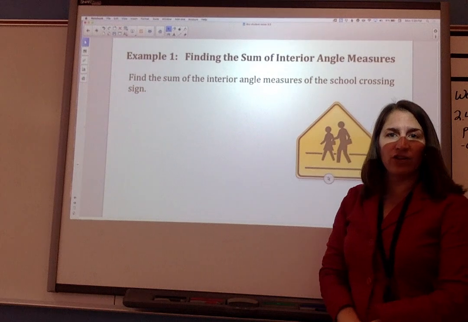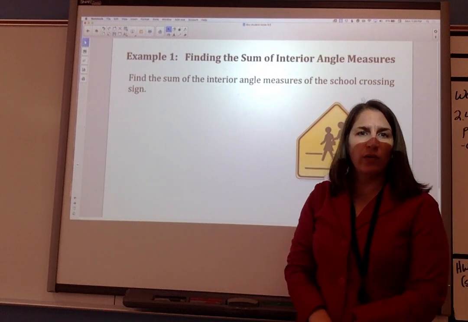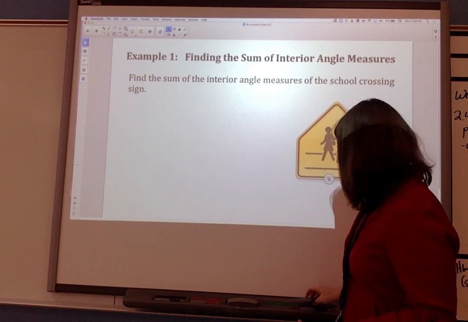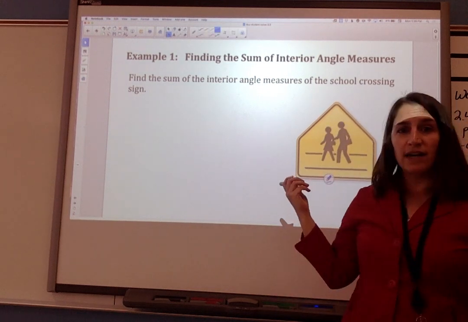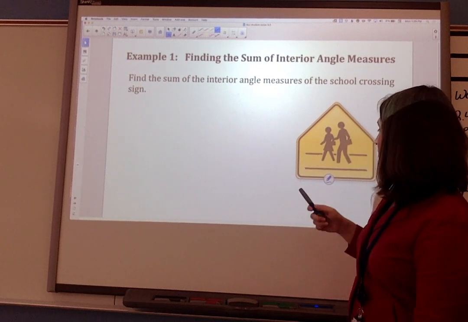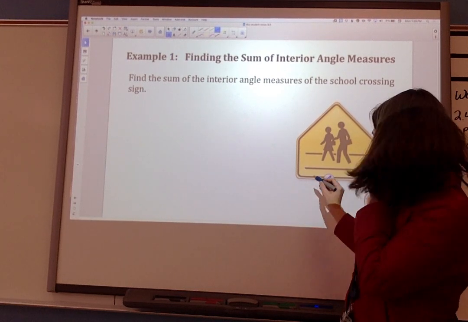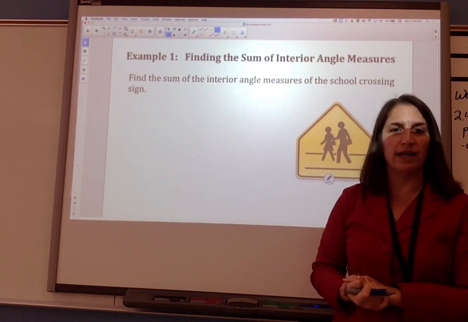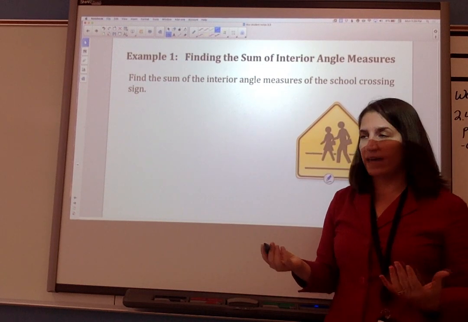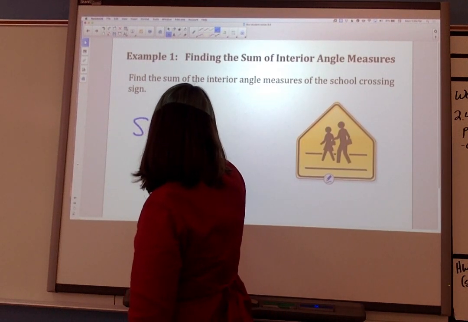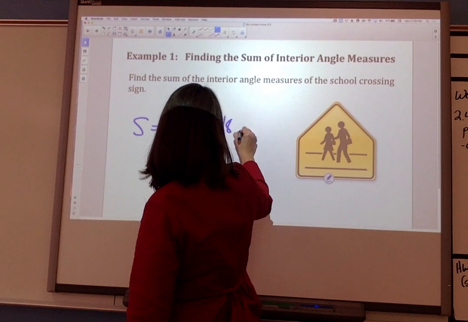So let's go ahead and look at this first example. We want to find the sum of the interior angle measures of the school crossing sign. Doesn't matter that it's not a regular polygon. We have a pentagon here with different angles. We have some that are 90 degrees, some that are larger than 90, some that are smaller than 90. But the sum of the angles should be n minus 2 times 180.